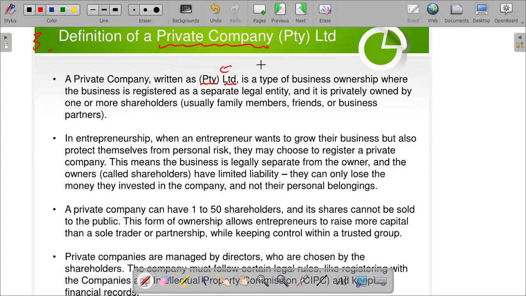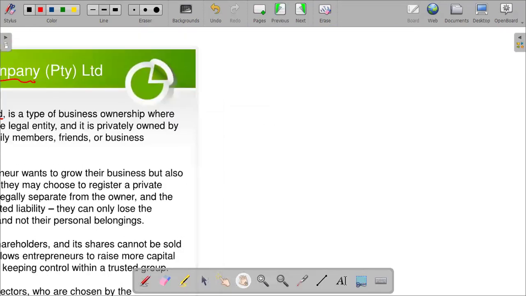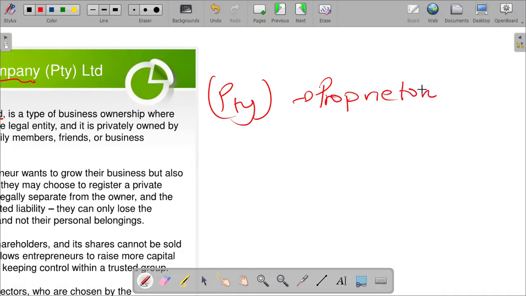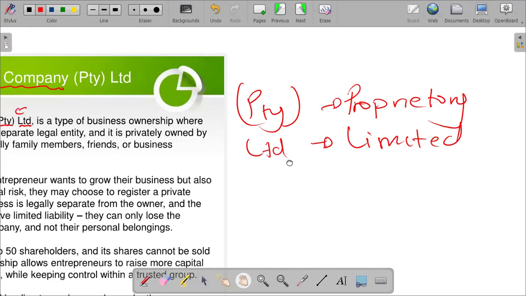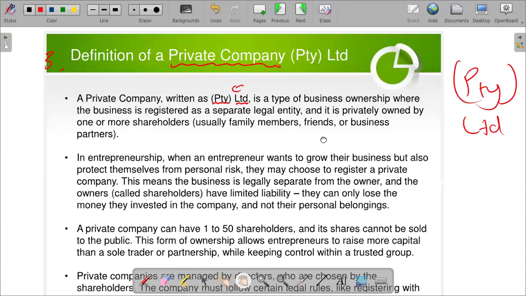Don't forget these acronyms. PTY stands for proprietary, and LTD stands for limited. We will delve deep into these particular acronyms, but for now, let's focus on the definition of what a private company is.